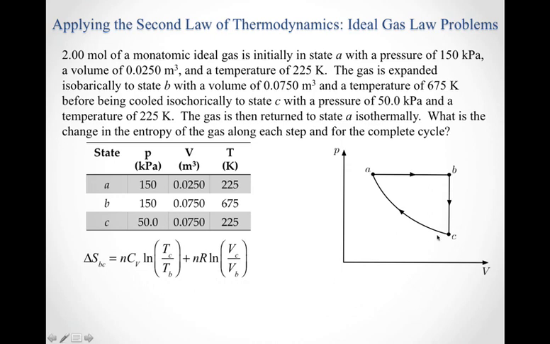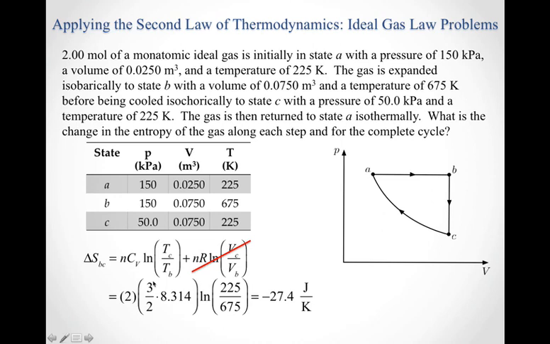We can do the same thing along our second step, so in going from state B to state C. Again, I'm going to start with the same equation. The one thing I recognize, of course, is that this was an isochoric process, which means these volumes are the same, which tells me that this term's going to disappear. If your volume ratio is 1, the natural log of 1 is 0, so the second term disappears in our calculation here.